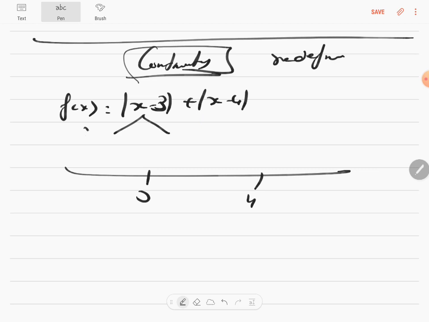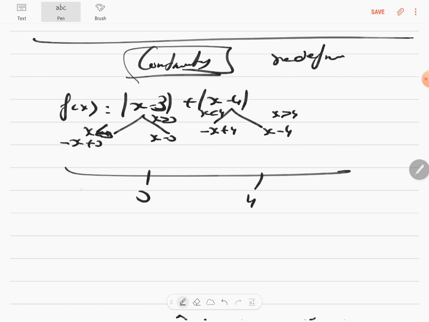So when x is less than 3, you have to use the formula minus x plus 3. When x is greater than 3, you have to use the formula x minus 3. For the other term, when x is less than 4, you use minus x plus 4. When x is greater than 4, you use x minus 4. So now I'm looking at something: this for x less than 4, this for x greater than 4, this for x greater than 3, this for x less than 3, correct?